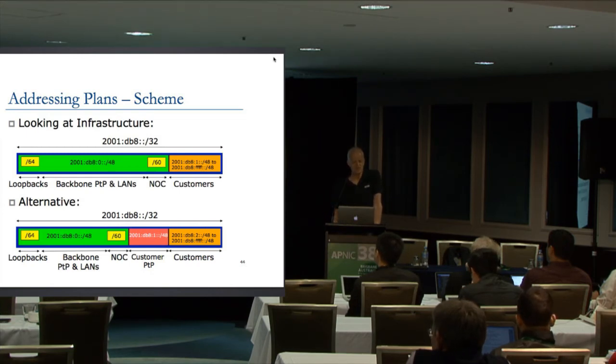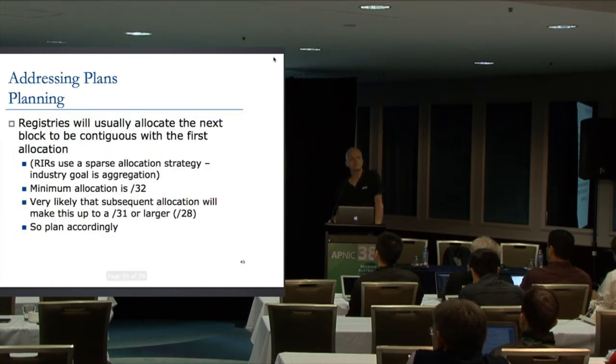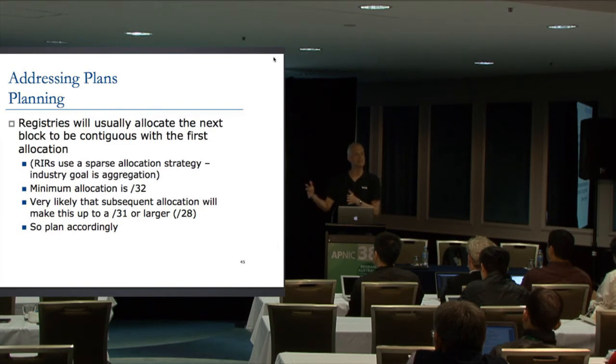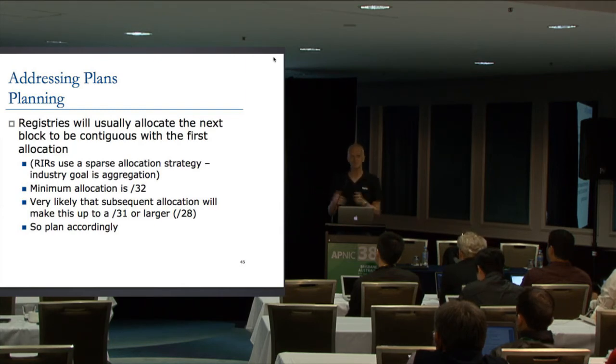The other thing to remember is the registries will usually allocate the next block to be contiguous with the first one. Registries use a sparse allocation strategy, as you probably know. If you didn't know, APNIC has mentioned it often enough. So when you get a /32, the next ISP is not getting the next /32, right? It's usually out of a bigger block. It could be out of a /24 block or a /28 block, depending.